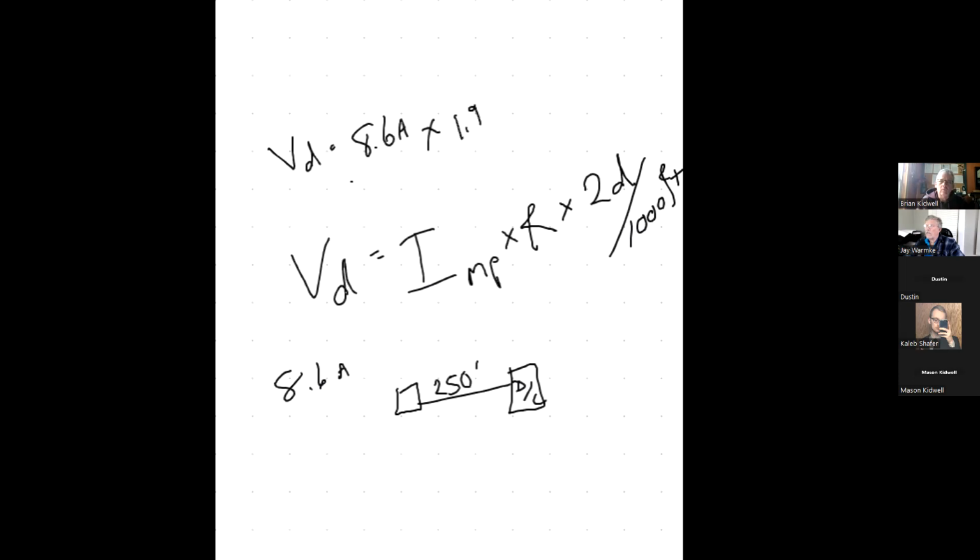1.98 ohms, but that's 1.98 ohms per 1,000 feet. We know it's 250, so it's going to be 500 feet, twice the distance, divided by 1,000 feet. So it's going to be 0.5. So down here, the voltage drop is 8.6 times 1.98 ohms times 0.5.